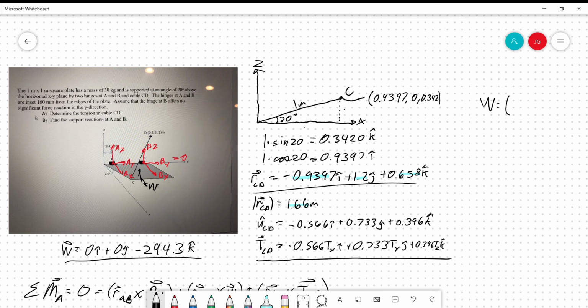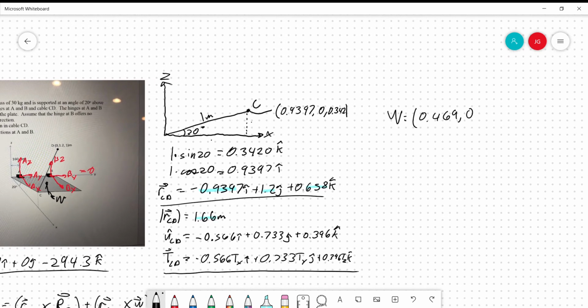0.9397 divided by 2, which gives me 0.469 in the x direction. And then this would actually just be 0.5, because in the y it's still that 1 meter, right? Just that it's still 0.5 there. But then we actually have a z in there, which is 0.171. So this is what you call the center of gravity.